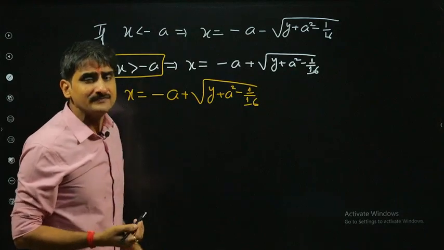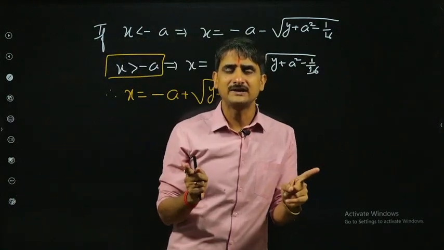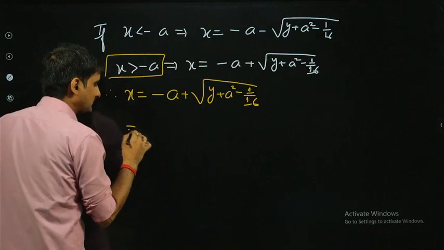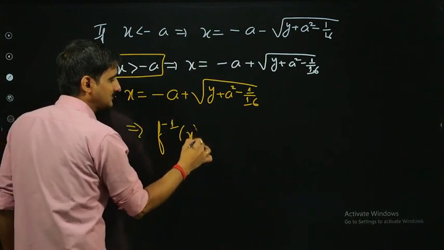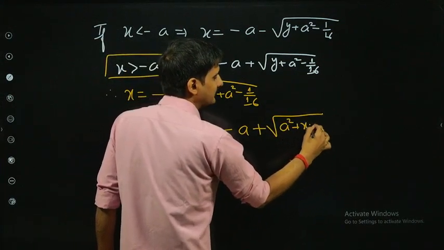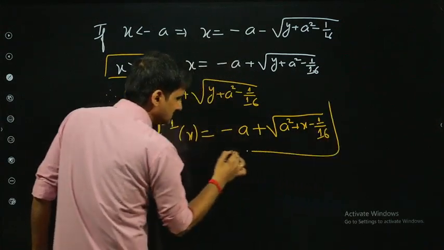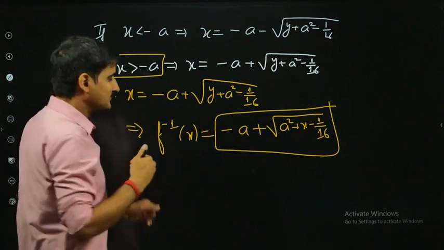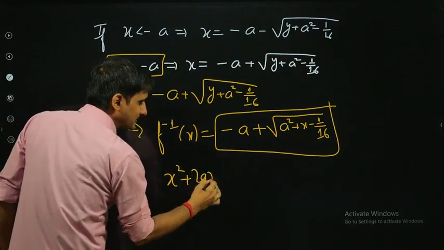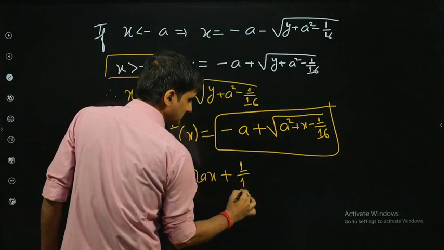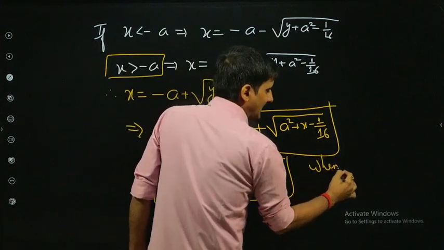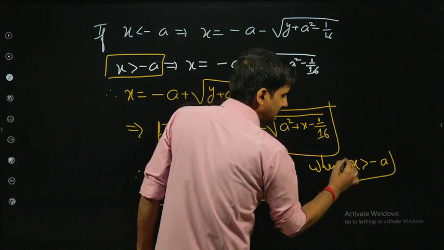Now to get the inverse, you need to interchange the position of y and x. So wherever you have y, you will replace it with x, and of course you have x at only one place, so that means f inverse x. Just replace y with x, and that's it. So the RHS is the inverse of the LHS. Therefore, as I said, we'll be solving this equation x square plus 2ax plus 1 by 16 is equal to x, when x is greater than minus a.